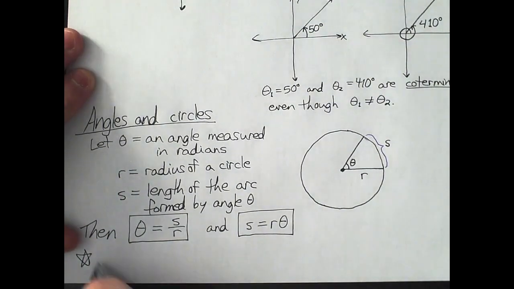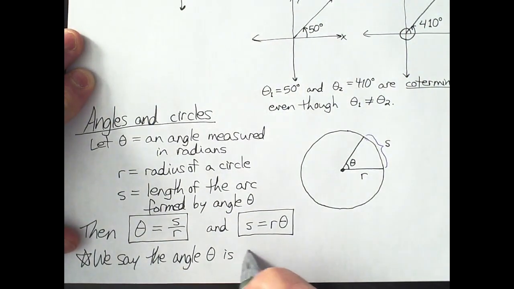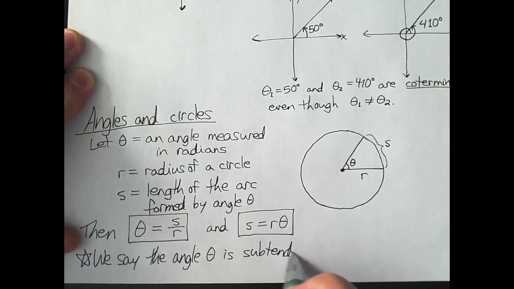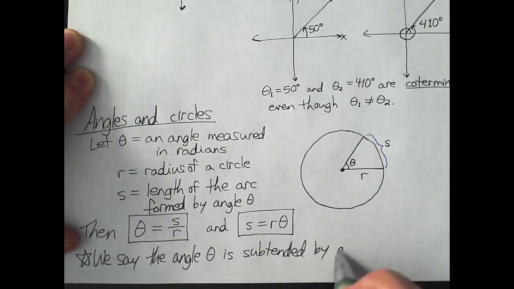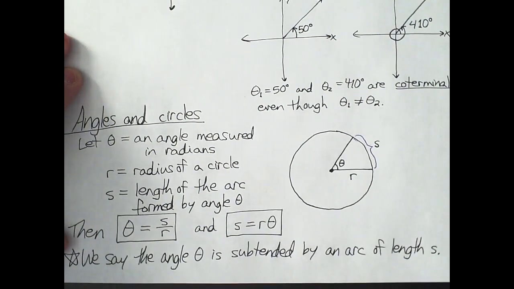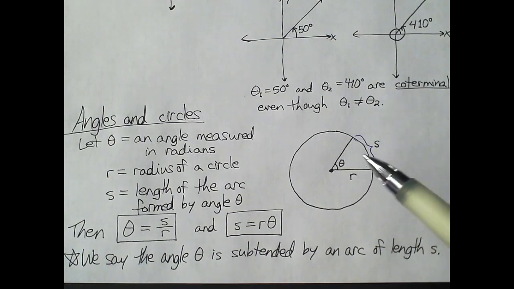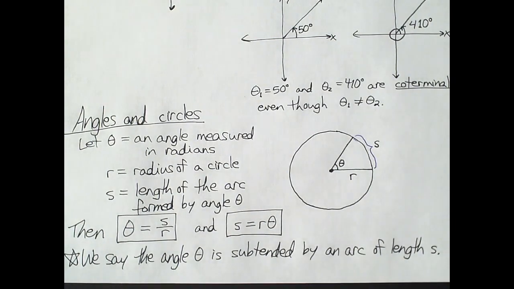Underneath, a little piece of terminology, we say the angle theta is subtended by an arc of length S. So if you see that word subtended, that's what we mean. We just mean that the angle theta corresponds to an arc of length S. I'll show you a problem that uses these formulas.